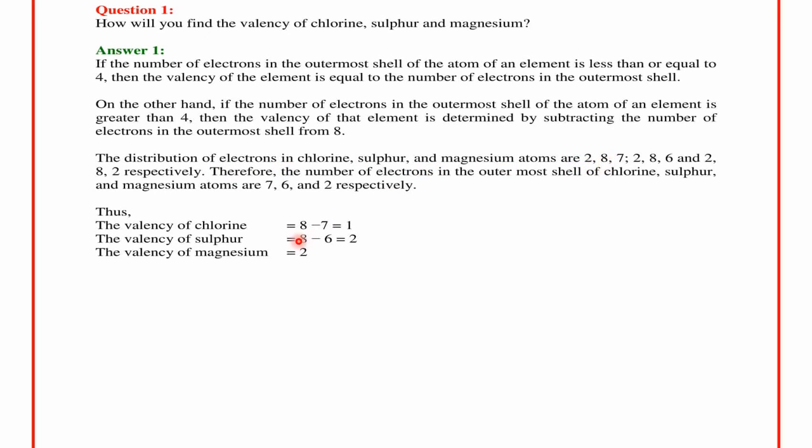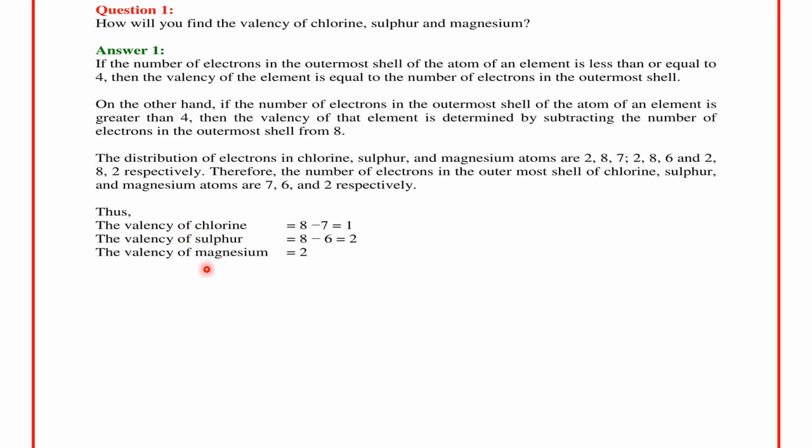How is it done? It's here. Chlorine is 17: 2, 8, 7. So the outermost is 7. It wants only 1 electron to go for stability. So 1 is the valency, that is 8 minus the outermost electrons. Now sulfur. In sulfur we have only 6 electrons in the outermost shell. It wants 2 electrons. So 2 is the valency, or 8 minus the valence electrons, that is 2.